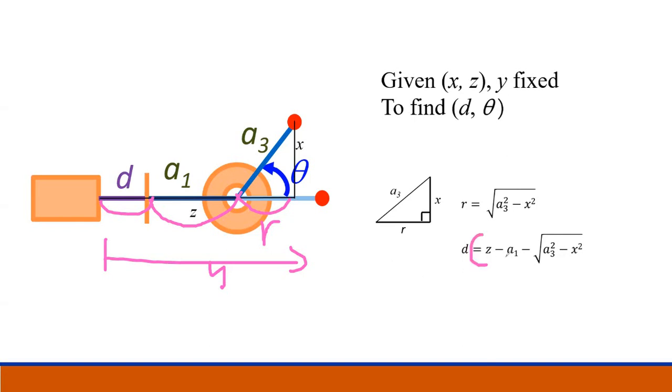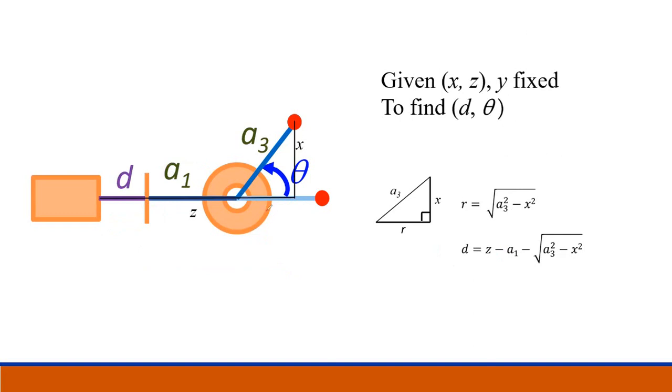I'm sorry. g actually is the total value from here to here, the length from here to here. So g minus this portion r, minus this portion a1, you will get your d. So that's the way you calculate it.